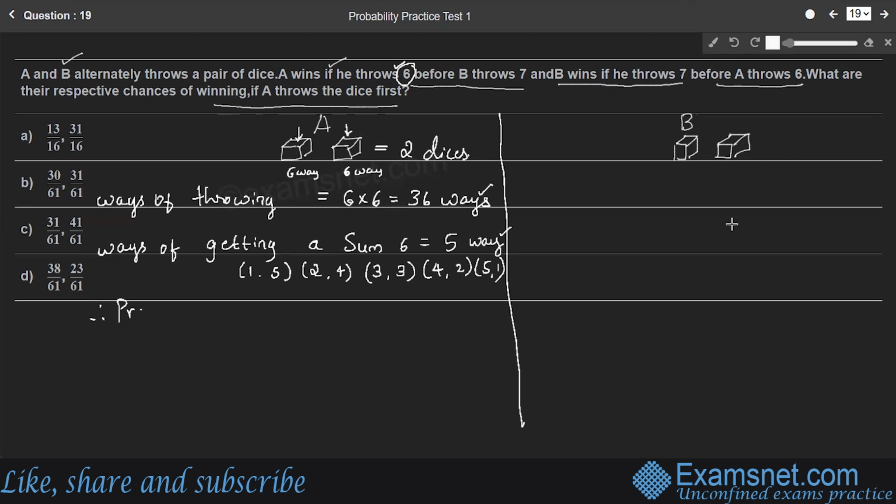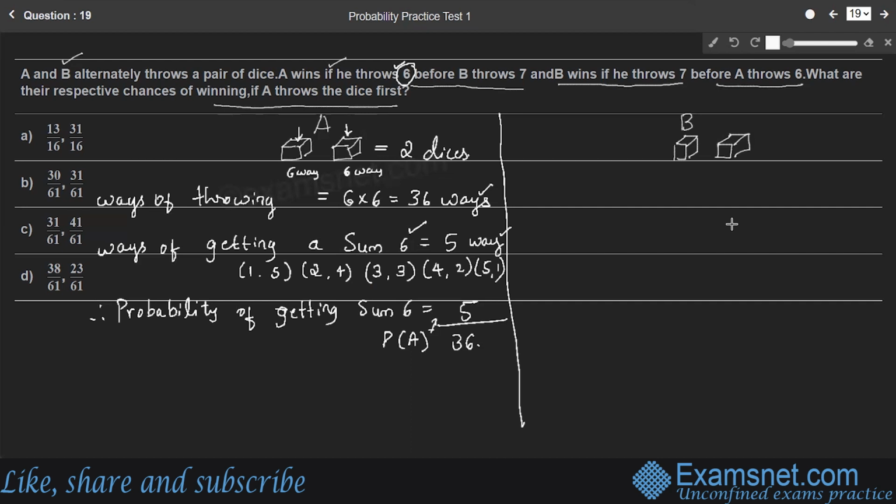Therefore, the probability of getting sum 6. We all know the formula for probability: favorable outcomes by total number of outcomes. Here, the ways of getting sum 6 is our favorable outcome, which is 5 ways, out of the total number of ways of throwing, 36 ways. Therefore, the probability of getting sum 6 is 5 by 36. I'll mention this probability of getting sum 6 as P(A). P(A) is equal to 5 by 36.